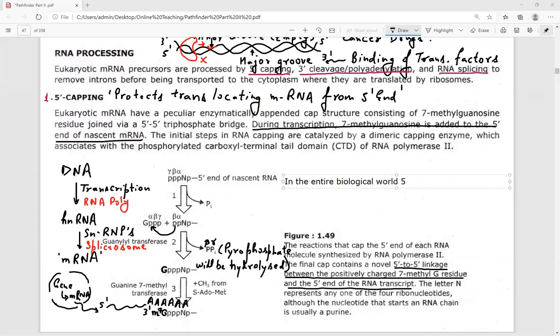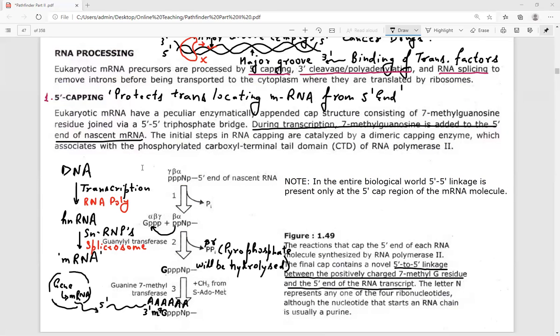5' to 5' linkage is present only at the 5' cap region of the mRNA molecule. Okay, this is important. Please kindly note it down. Such types of questions are being asked.